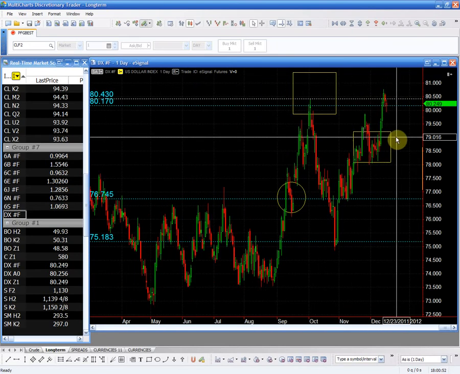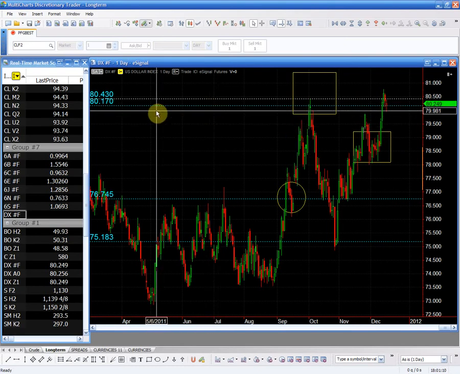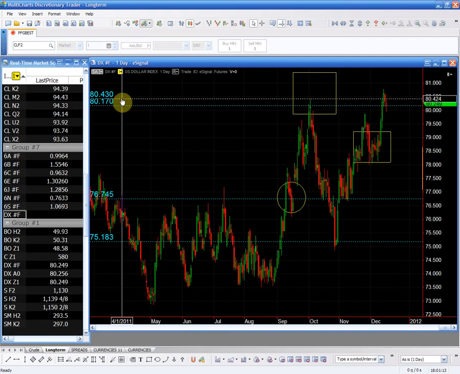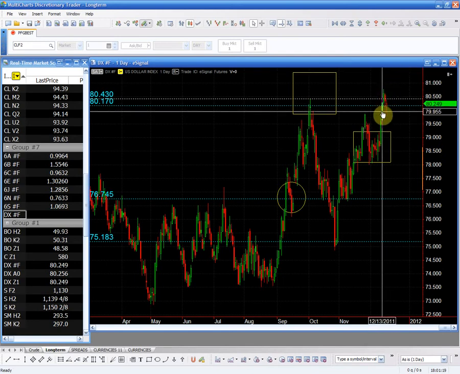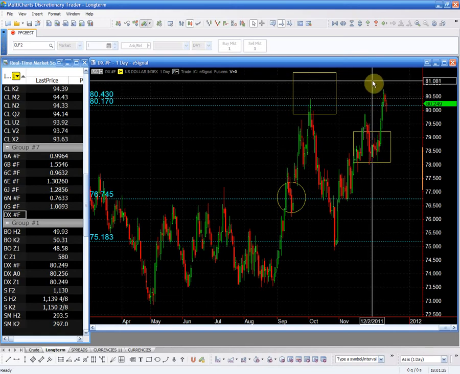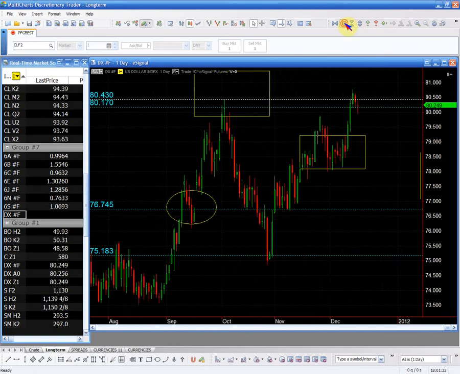If you look at the US dollar over here, as you know, and I pointed out for you last week, we have two structural points. One is the 80.43 and the other one is the 80.17. Now, what happened last week is that we traded above the 80.17 and we had the momentum push going above the 80.43, and then after those two moves we pulled back, and something quite interesting happened here.